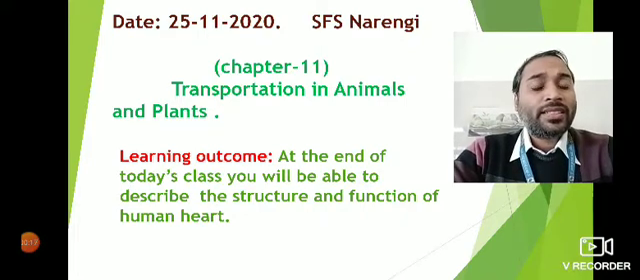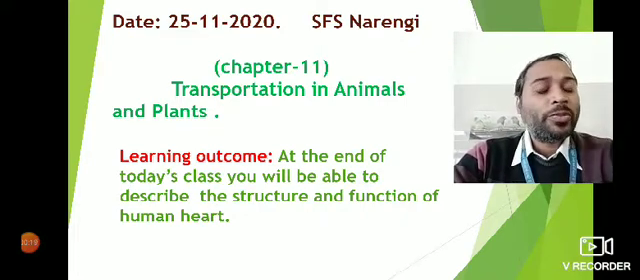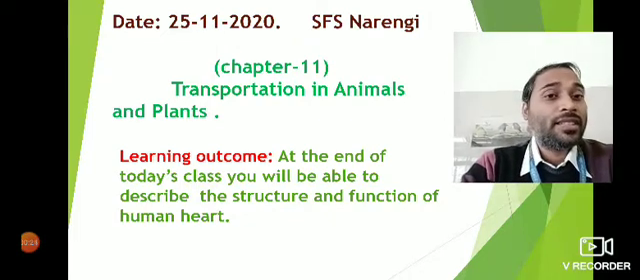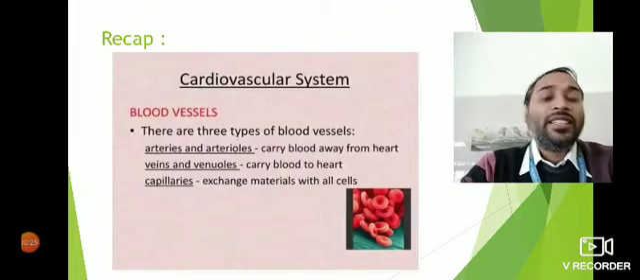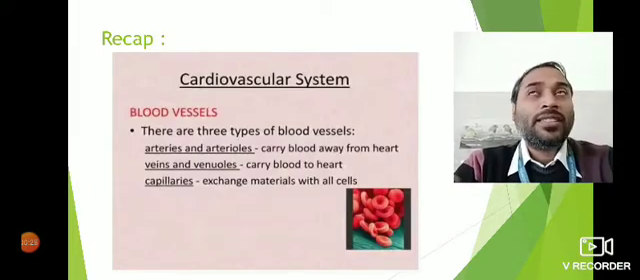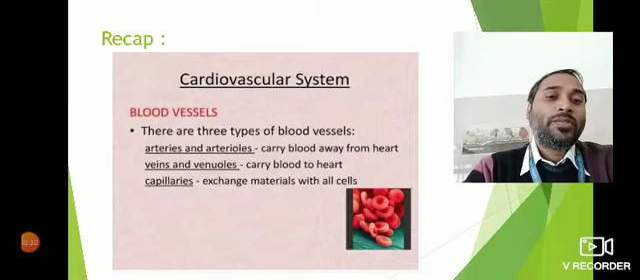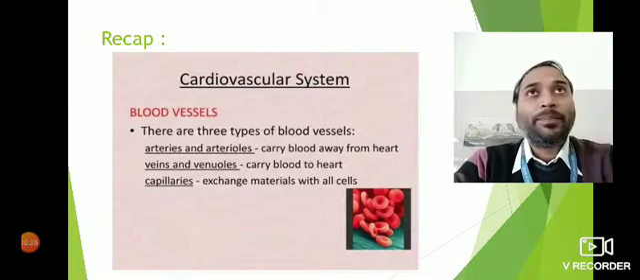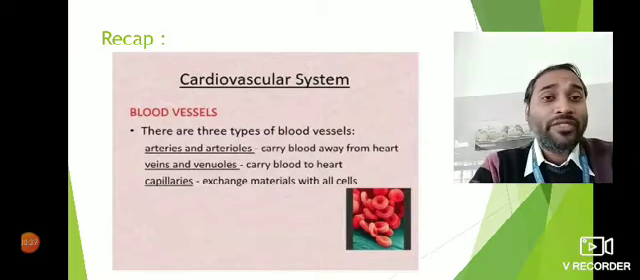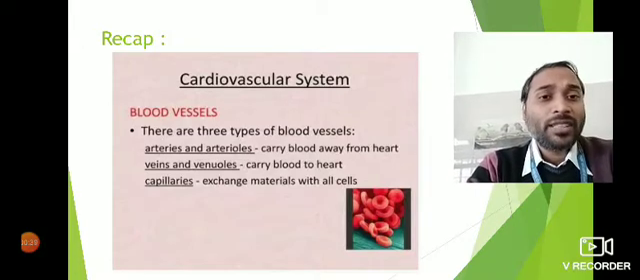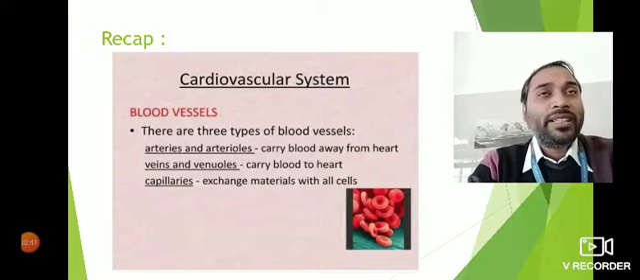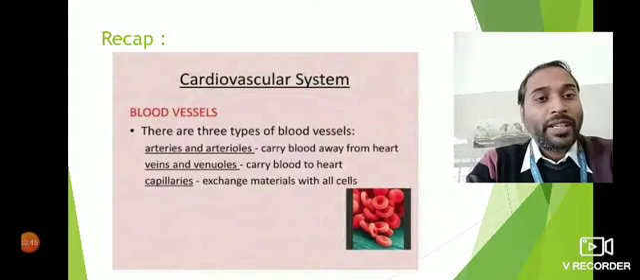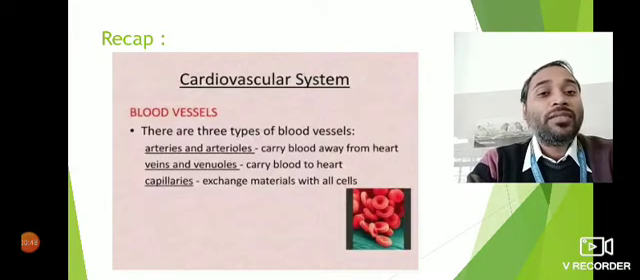So before we start discussing about the structure and function of human heart, let us have a quick recap of the topic which we discussed in our last class. So in the last class we discussed about the blood vessels and its different types. So there are mainly three types of blood vessels, which are arteries, veins and capillaries. And we also studied how they form a network and work in coordination to exchange the materials from the cells, and also how they can take out the unwanted materials out of the cells.